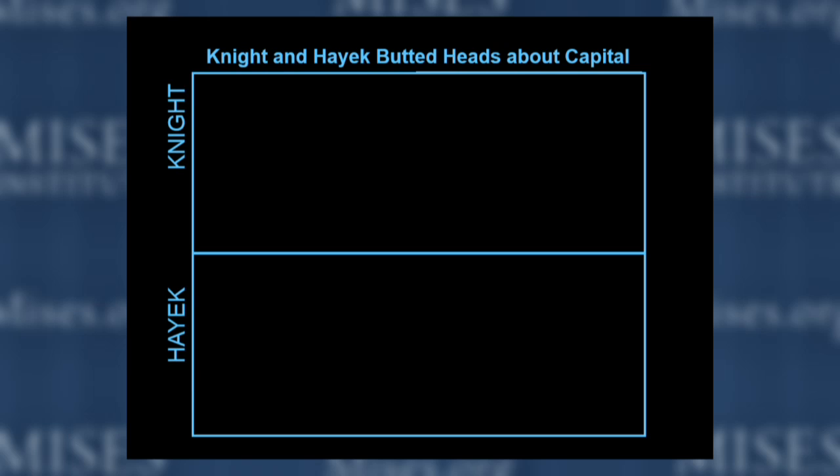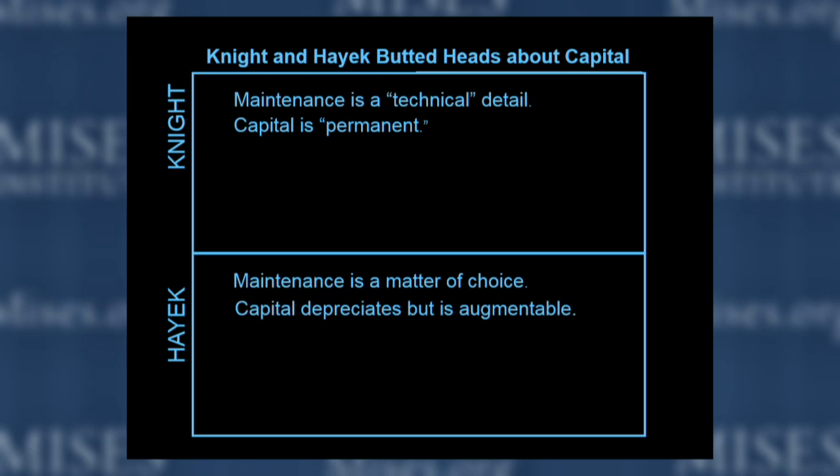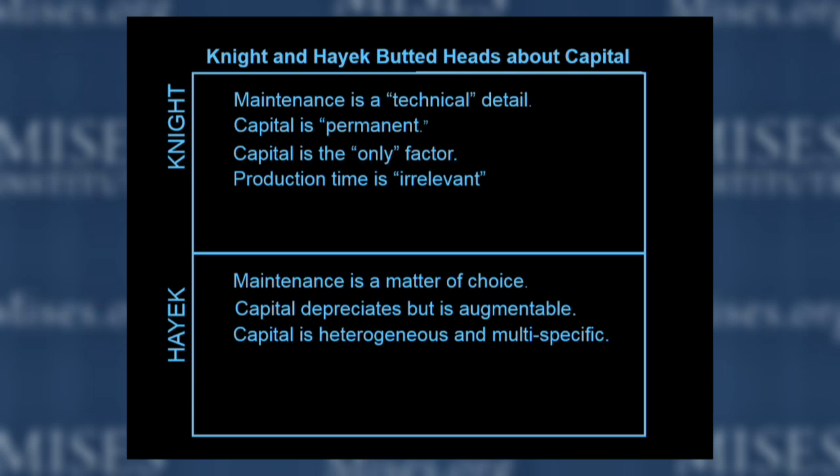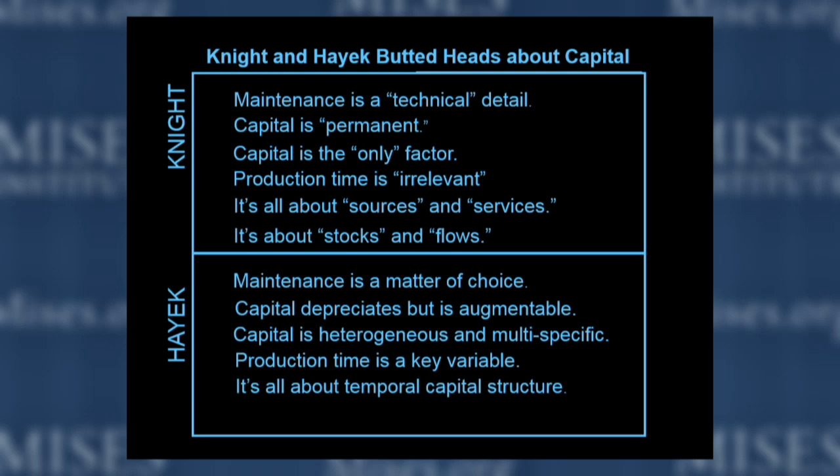All right. Okay, so a summary here, just to show how different Knight and Hayek are. For Knight, maintenance is a technical detail. No, for Hayek, maintenance is a matter of choice. For Knight, capital is permanent. Capital depreciates but is augmentable for Hayek. For Knight, capital is the only factor. For Hayek, production time is a key variable. It's all about sources and services. It's all about temporal capital structure. Knight, it's about stocks and flows. In Hayek, it's about dynamic processes.